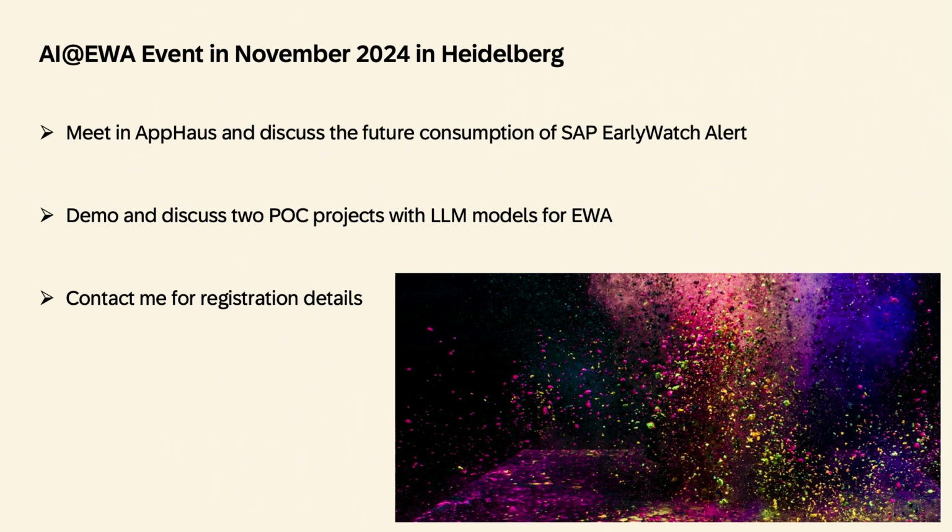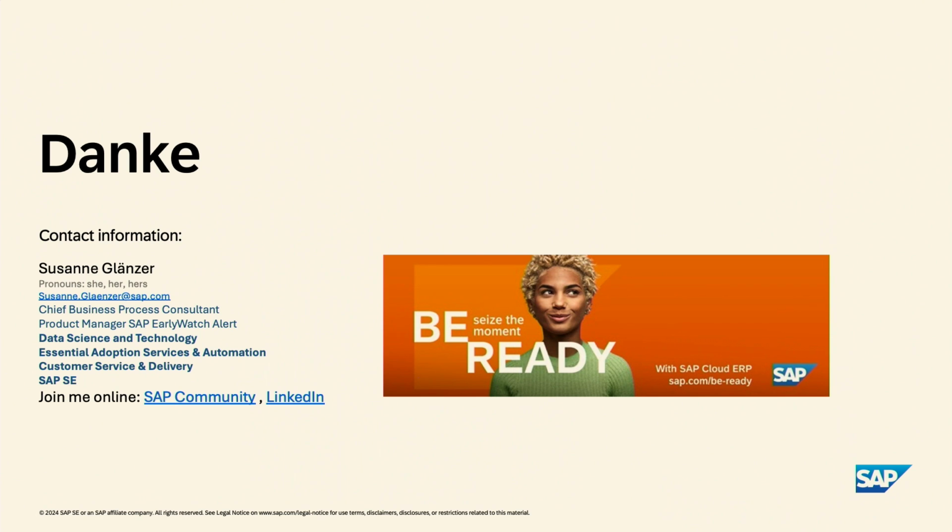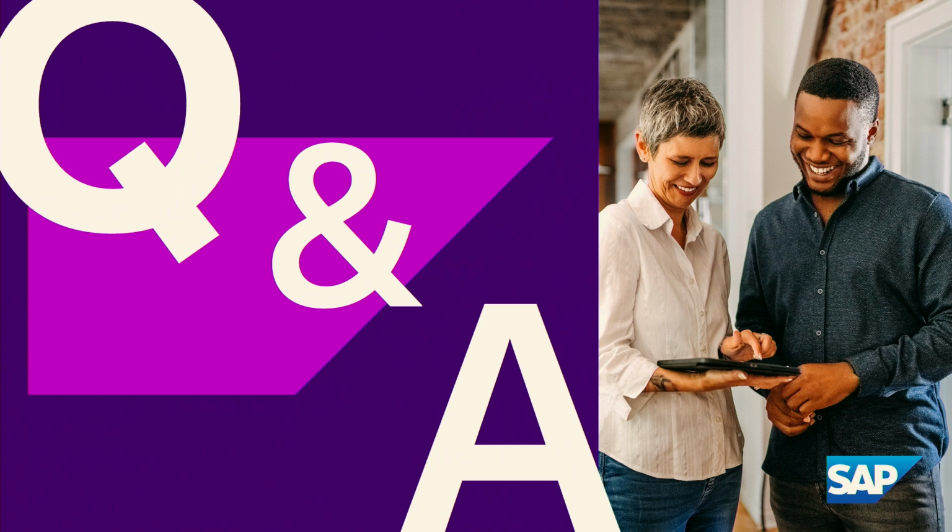So those are two ideas that we came up with, but we want to do a workshop in November this year in the App House in Heidelberg and would like to invite customers. It will be a very small workshop, but you have the possibility to meet the EarlyWatch Alert development team and also brainstorm on different scenarios where we could use AI to enhance the consumption of our service. Okay, that's all from me, and now I'm open to questions.